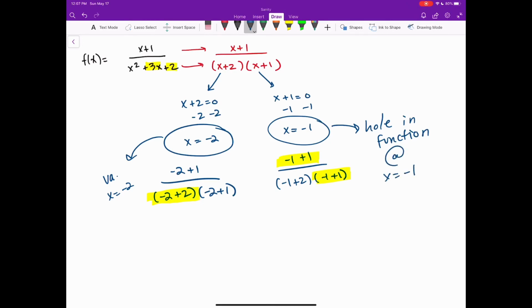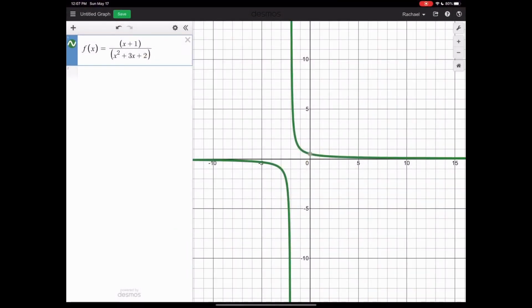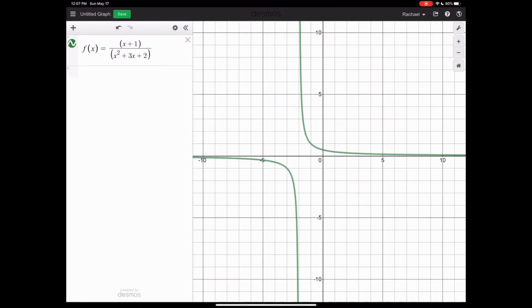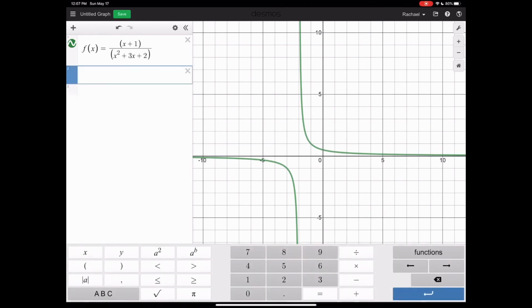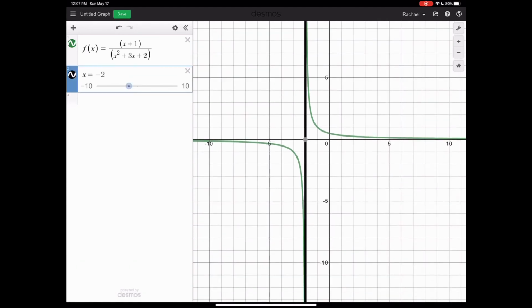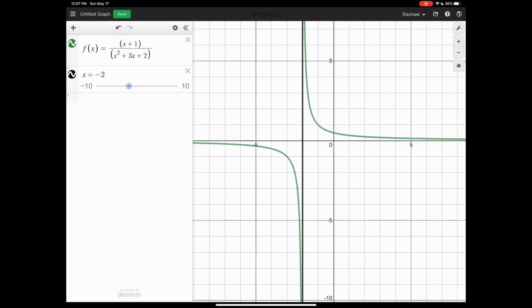So the difference between a hole and a vertical asymptote, I think I have this one graphed. I do. So again, we see this vertical asymptote. I'll type it in real quick at x equals, what did we say, negative 2? I'm toggling that on and off right now. So there is our vertical asymptote. And we said that there should be a hole in our graph at x equals negative 1.